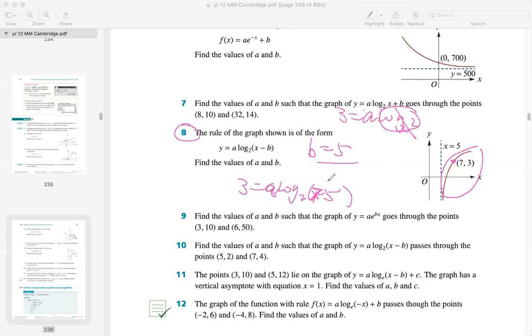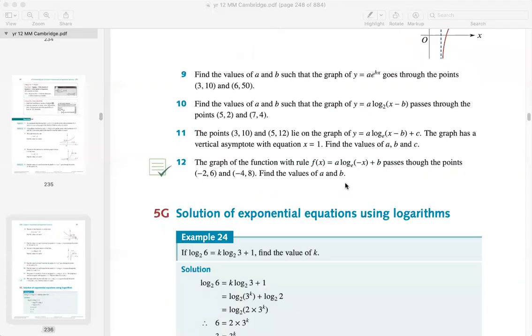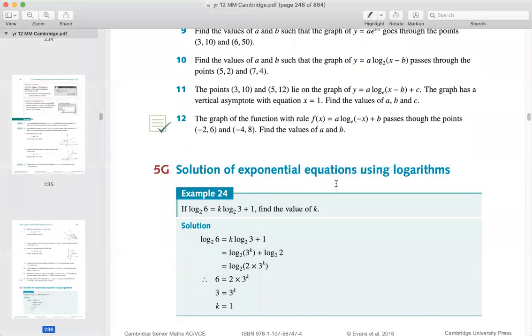Hopefully the 5E and 5F help you guys become even more familiar, closer to the master level of logarithm functions. For our next video, we're gonna cover the solutions for exponential equations using logarithms. So basically calculating by hand, and sometimes we're gonna use CAS to help you a little bit.